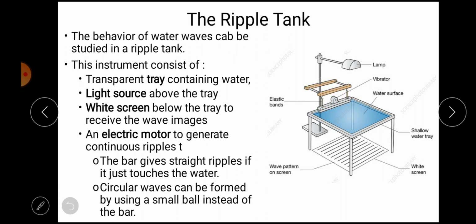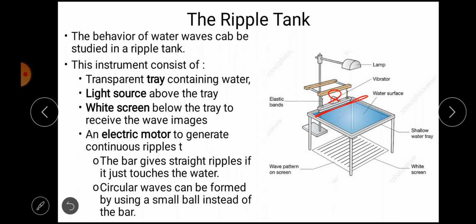And then we have an electric motor. So here is this motor. The motor causes this to vibrate. It could be a flat, straight edge like a ruler, a small plank that is going to be vibrating, so as to form straight waves. Or we can use it to form circular waves, and we are going to see how we form circular waves.